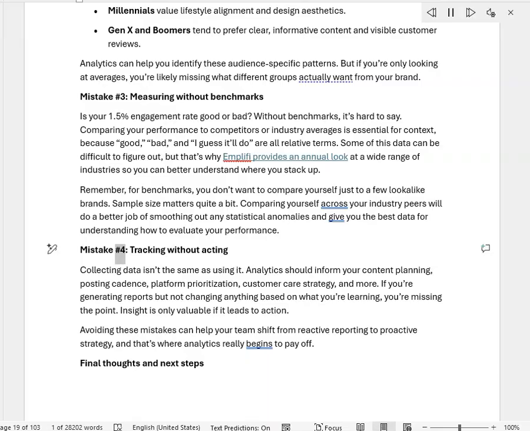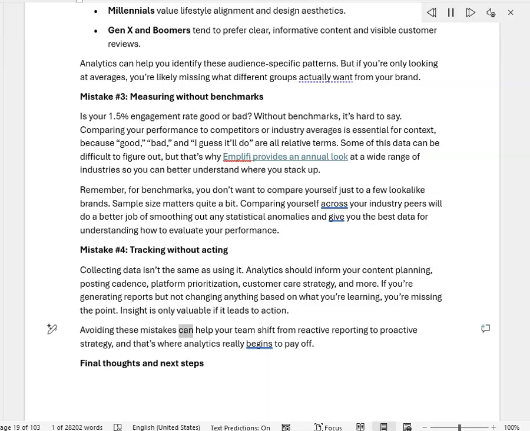Mistake number 4, tracking without acting. Collecting data isn't the same as using it. Analytics should inform your content planning, posting cadence, platform prioritization, customer care strategy, and more. If you're generating reports but not changing anything based on what you're learning, you're missing the point. Insight is only valuable if it leads to action.